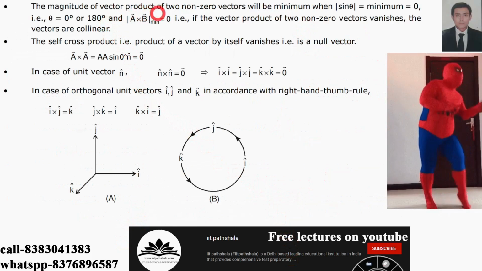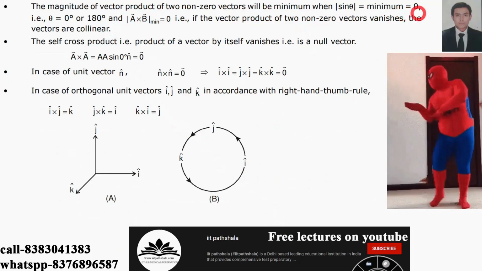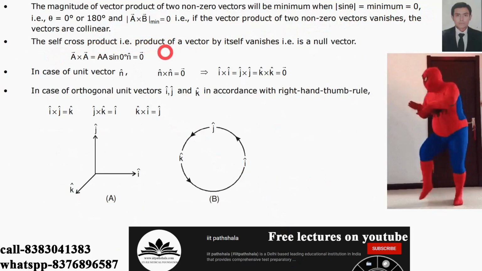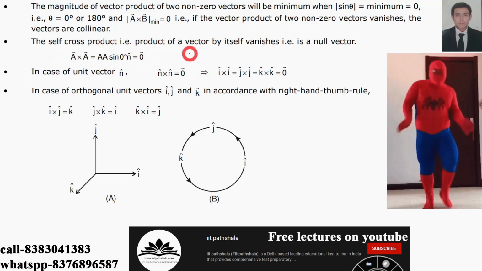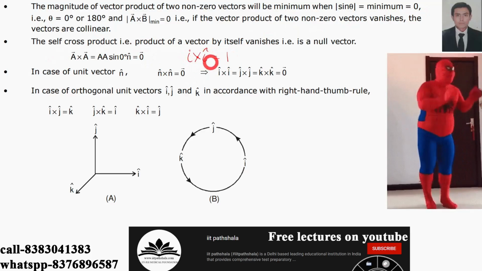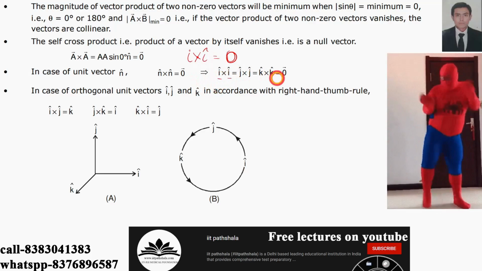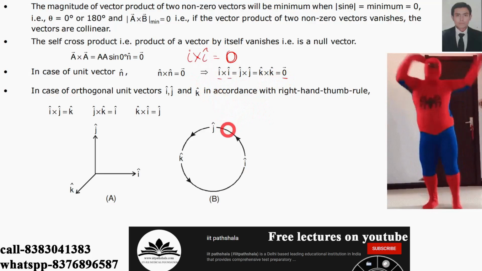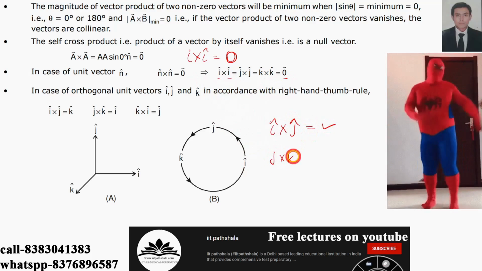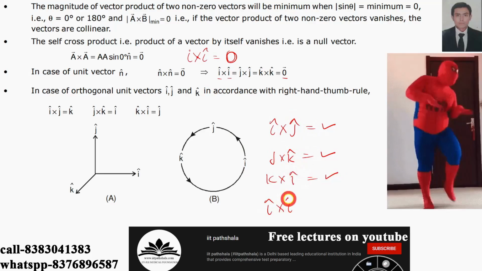Now the magnitude of the vector product of two non-zero vectors will be minimum if and only if sine theta is 0, that is the angle in between them is 0. Fine with that? Now self cross product will land you up with a value of 0 vector itself. Unlike in the scalar product where you were doing i dot i as 1, here if you do i cross i, you will be landing up with 0. Here you can have i cross i as 0, but you will be having a product with others. For example, i cross j will be having a product, j cross k will be having a product, k cross i will be having a product. But self cross product is always 0.